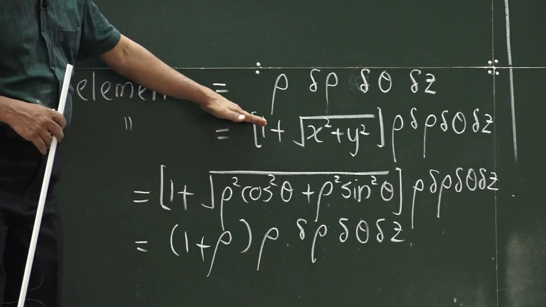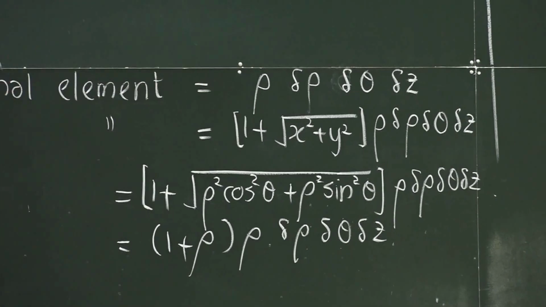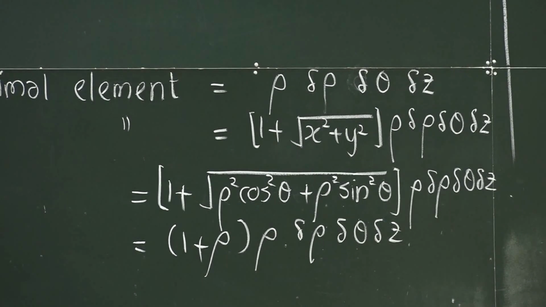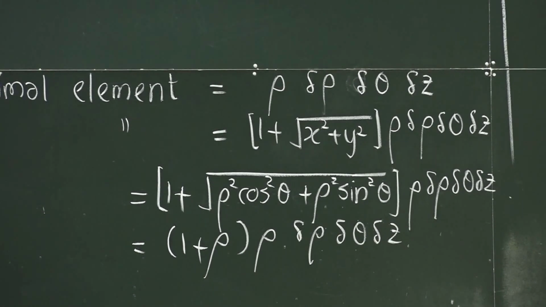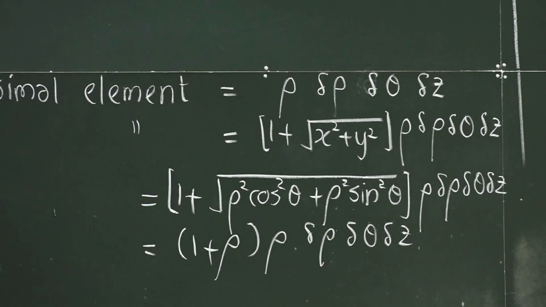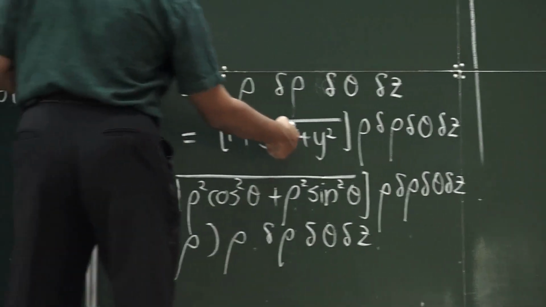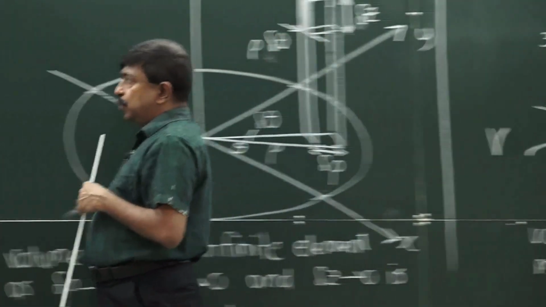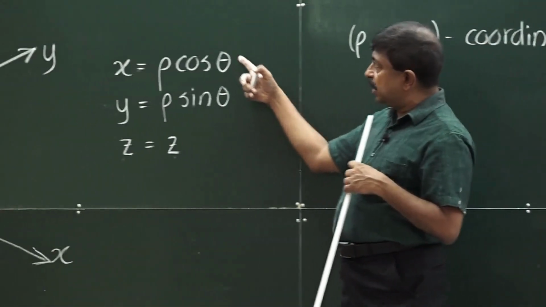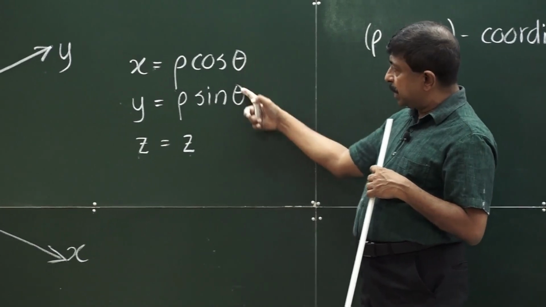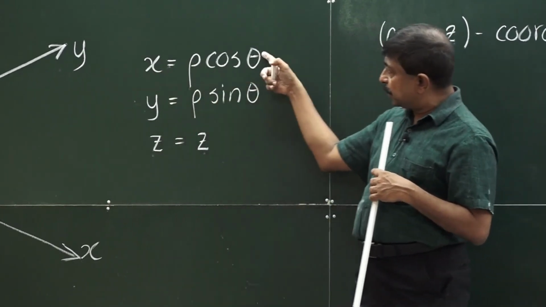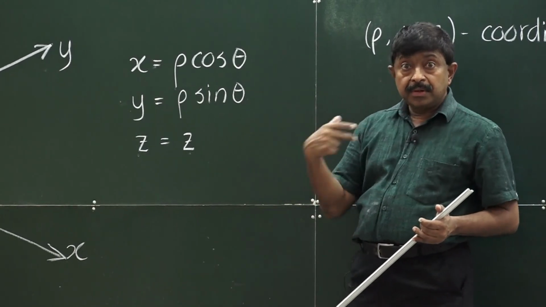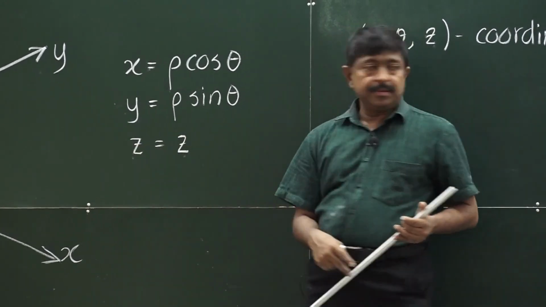Now, this is a little mess because we have all 4 variables in the expression. So, we need to replace x and y by rho and theta. So, this is how we do it. Again, let us go back to where we first introduced the cylindrical polar coordinates. So, x is rho cos theta, y is rho sin theta. It is the same as polar coordinates, but z is z.